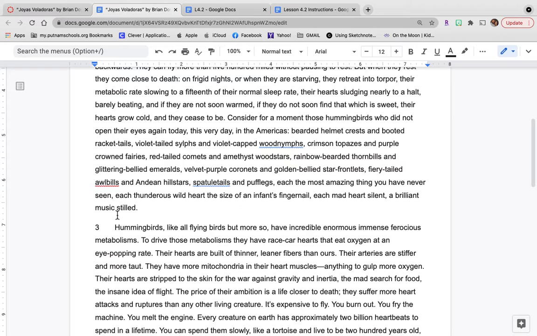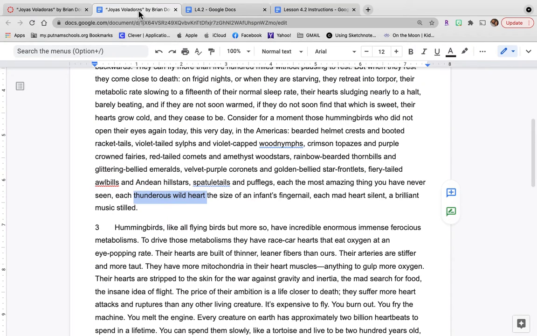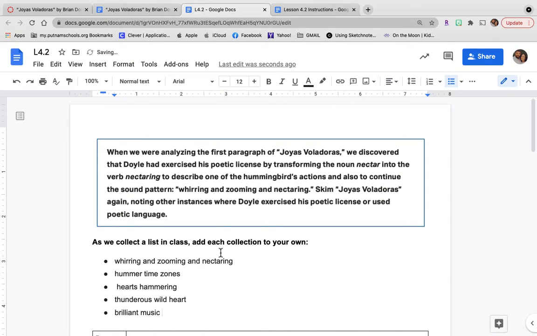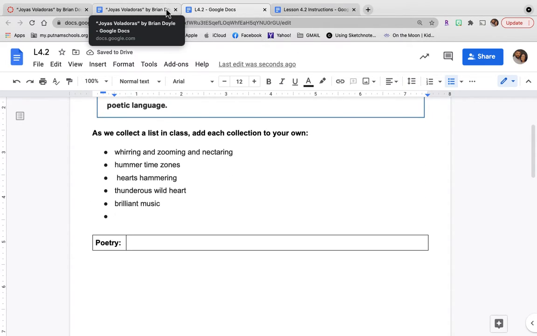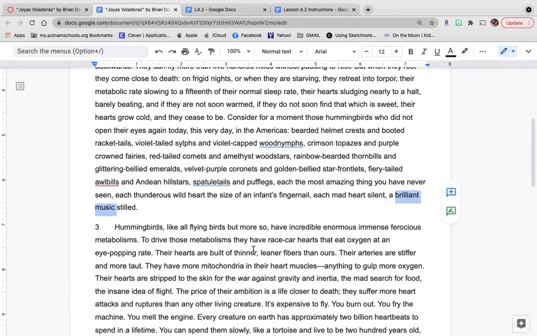Okay, so what I do like is Thunderous Wild Hearts. And I like brilliant music. Even though it said stilled, I can just take the brilliant music part because I can make that sound praising. And he is kind of praising them, even though it's kind of sad where he's saying it's being stilled. But he's calling them brilliant music.